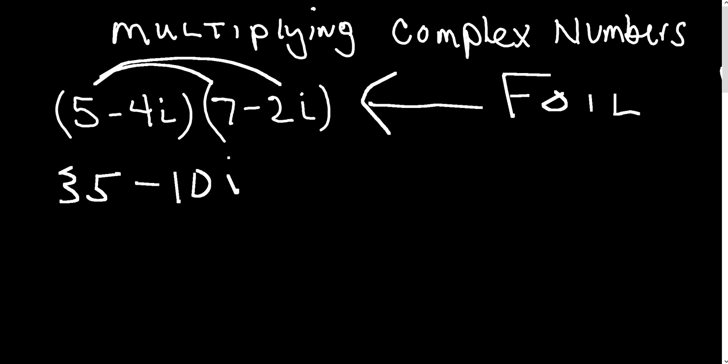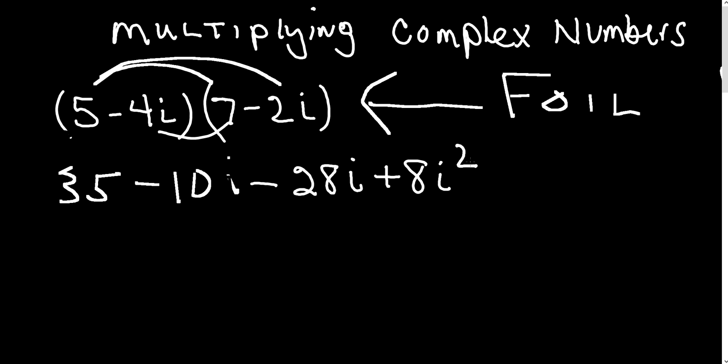Oh, let's see here, I got something wrong. Okay, then 10i, and what else? Inside is negative 28i. And last now is the part you have to be careful of. This is negative 4i times negative 2i. It's positive 8i squared. But remember, i squared equals negative 1.